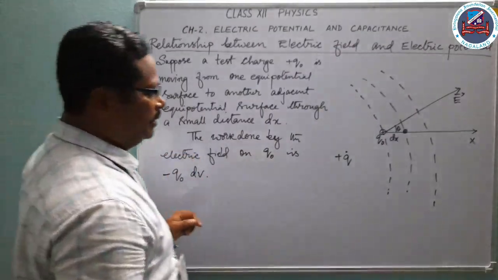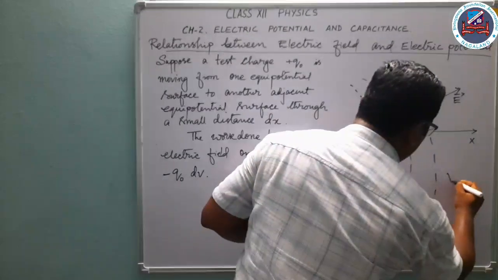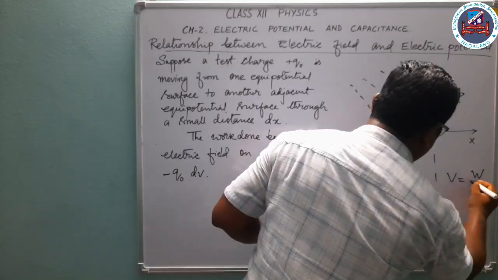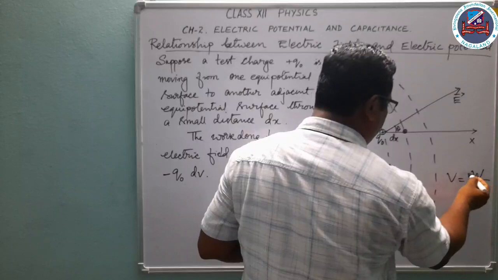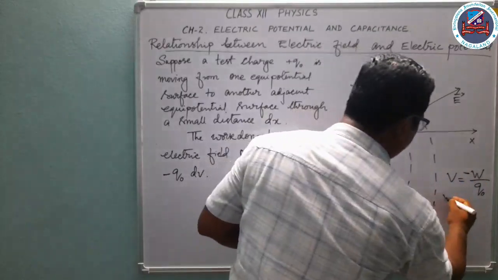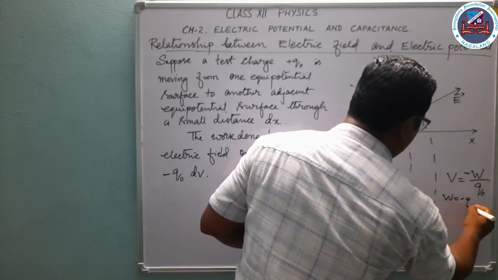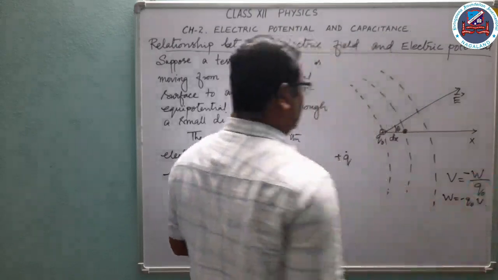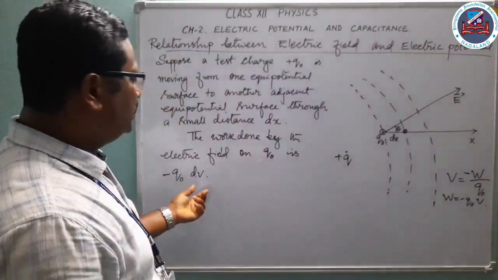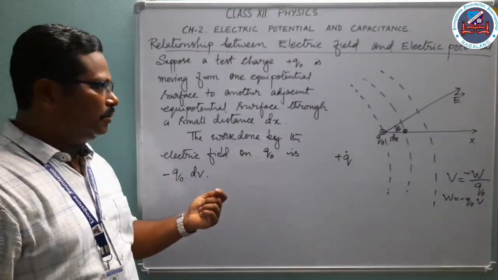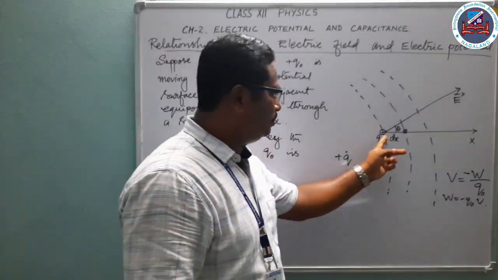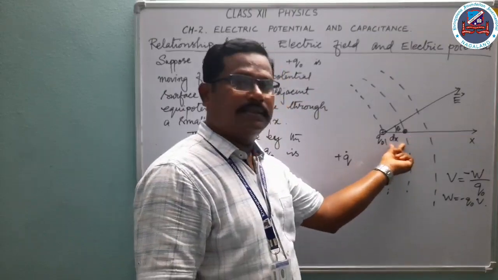As I have explained earlier, V is equal to work done per unit test charge. But if it is electrical work done, it will be negative. So ultimately W is equal to minus Q naught into V. And here this potential we are taking as a small quantity, dV, because the work done is also small, only for moving from one point to another through a small distance dx.